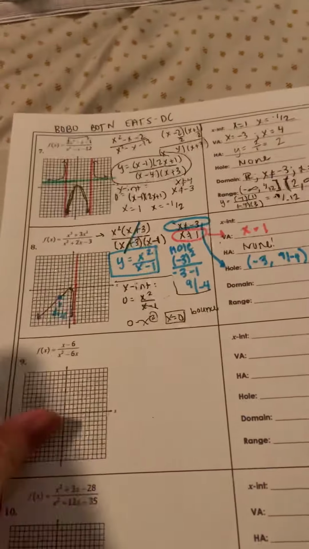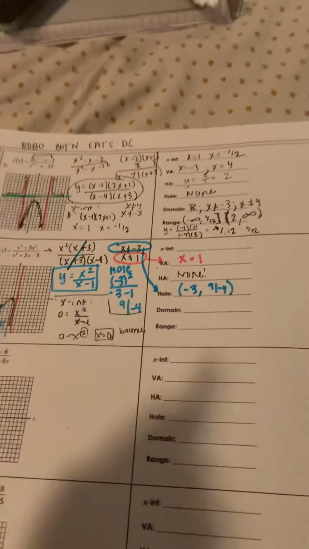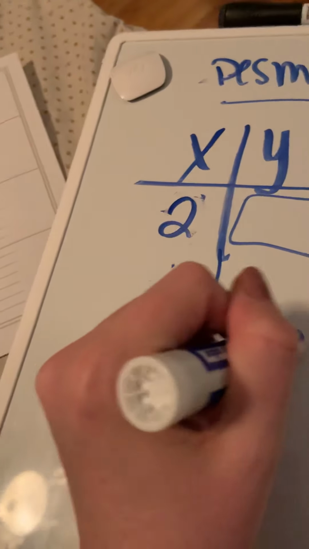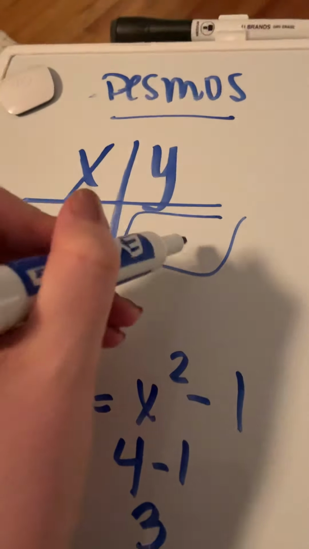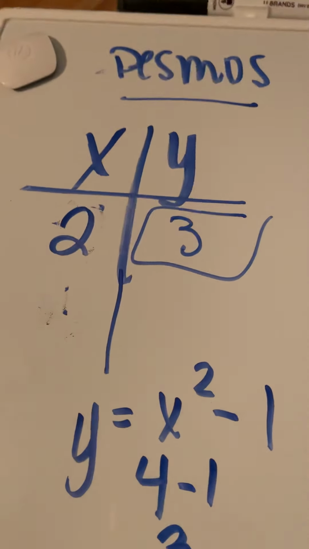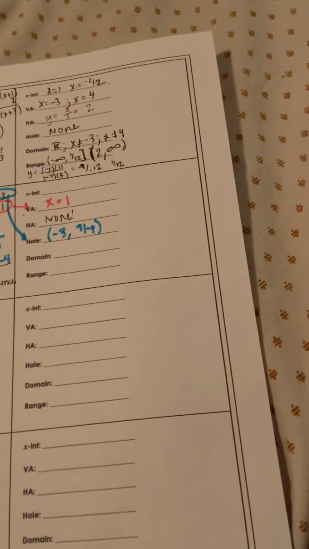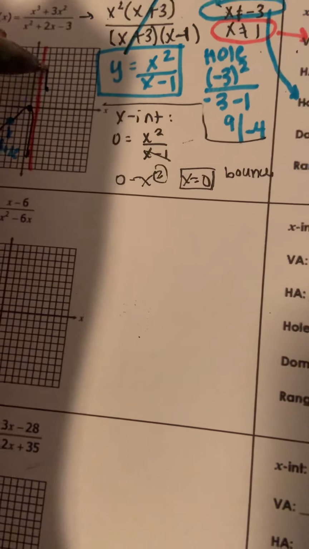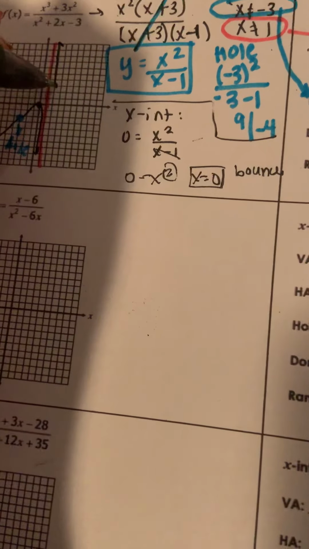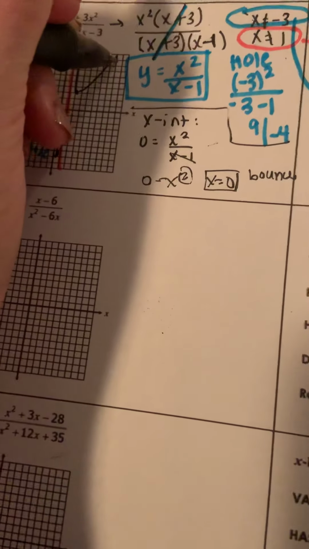Okay, so when x is 2, let me use my equation. y equals x squared over x minus 1. When x is 2, that's going to be 4 over 1, which is 4 minus 1, which is 3. So I have a point at 2, 3. All right, so I'm going to come over here and I'm going to make a point at 2, 3. Okay, so 1, 2, 1, 2, 3. So I'm going to say that my graph is going to look something like this, okay?